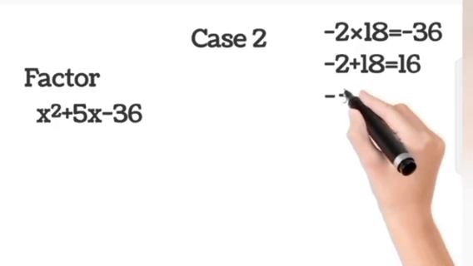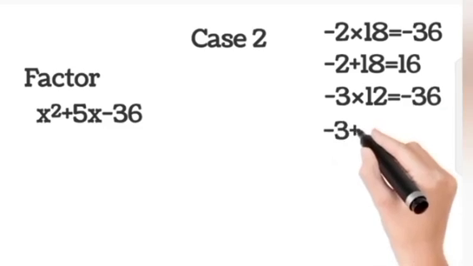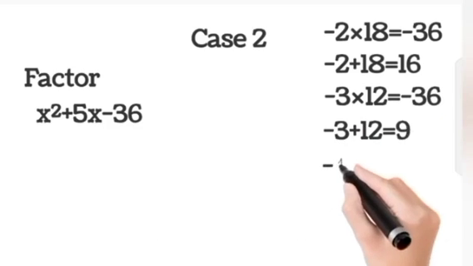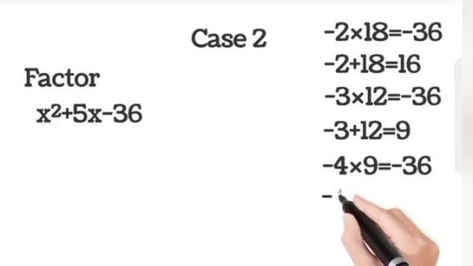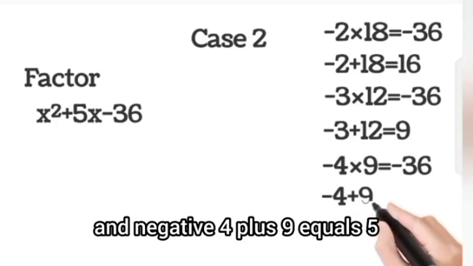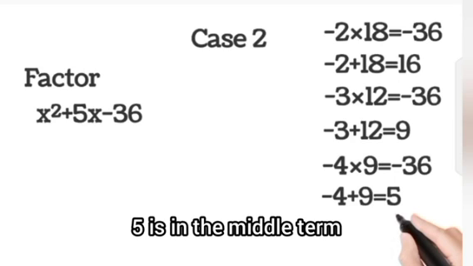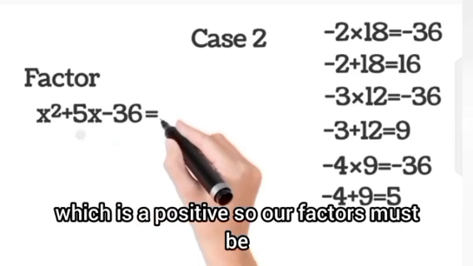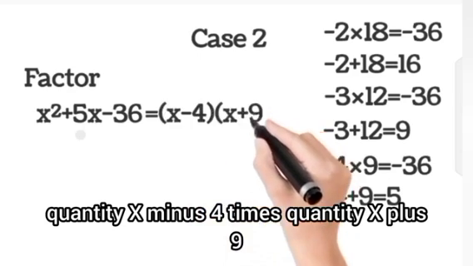Trying negative 3 times 12 is equal to negative 36. And if you add, negative 3 plus 12 is equal to 9 only. So try 4. Negative 4 times 9 is negative 36. And negative 4 plus 9 equals 5. So this is our middle term. 5 is the middle term, which is a positive. So our factors must be quantity x minus 4 times quantity x plus 9.